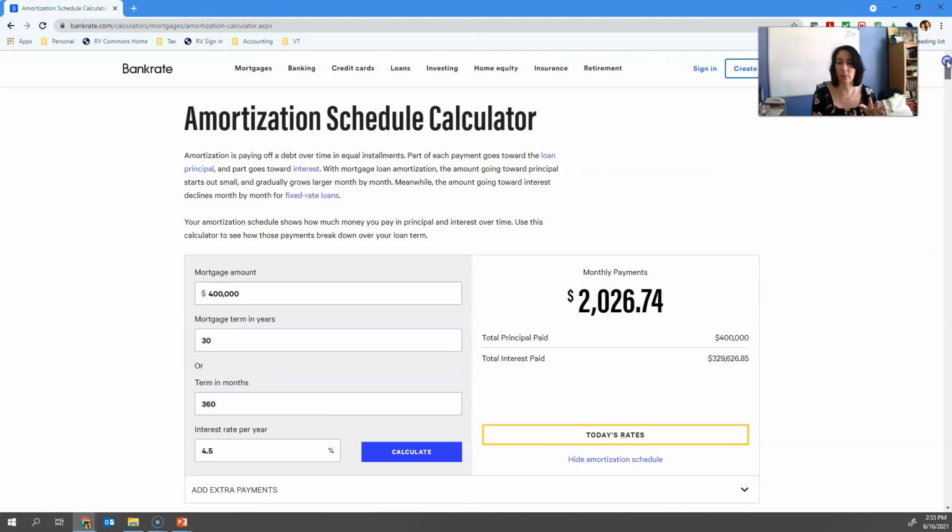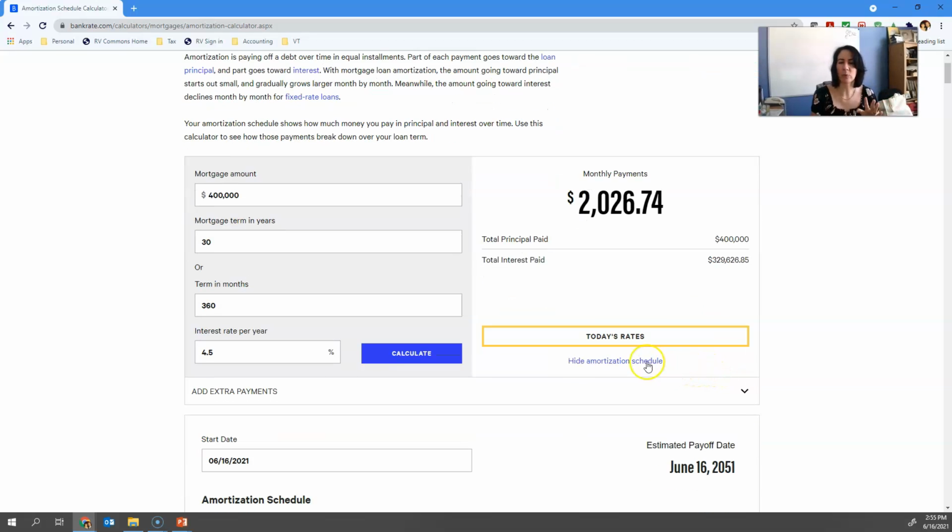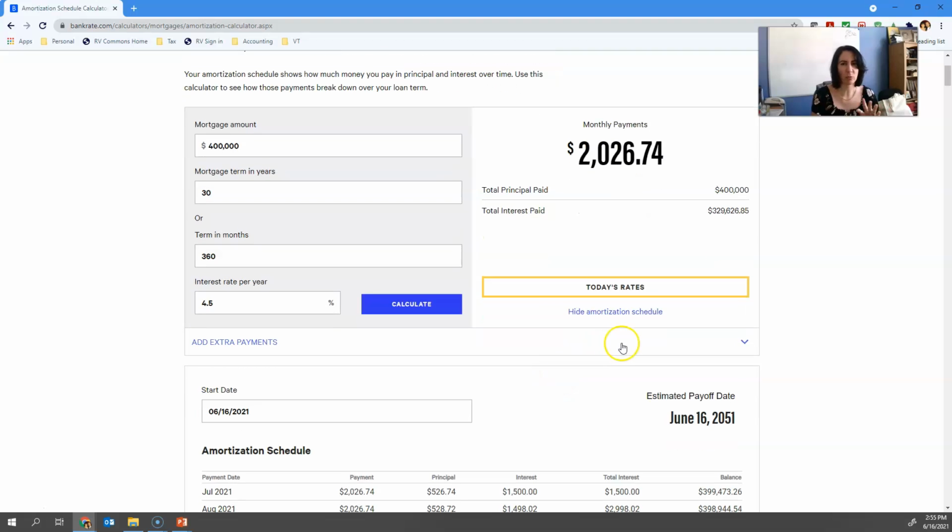Now here's what I want to show you. That loan we took out was $400,000. We paid $329,000 of interest. So really that $400,000 house cost you $729,000. Rather shocking, right? I just want to show you one more thing, and then we'll get back to the regularly scheduled class.